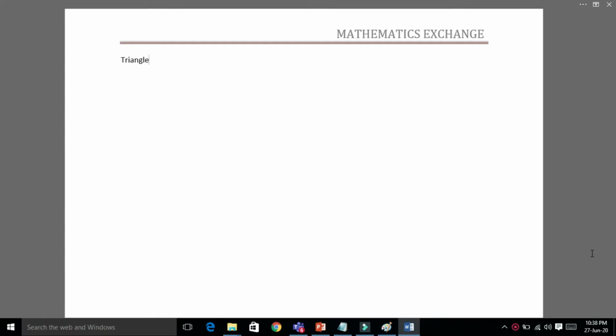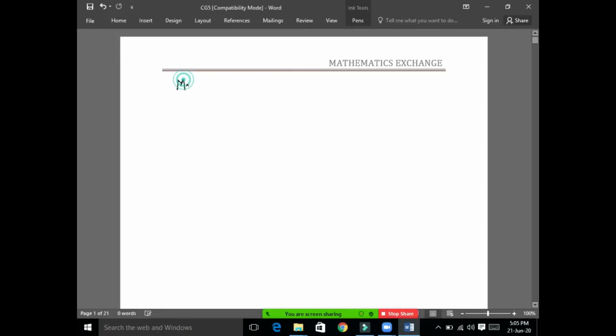Today we see about coordinate geometry. In this coordinate geometry we have to see about triangle. So in triangle we know about medians of a triangle. Median of a triangle divides a triangle into equal areas.